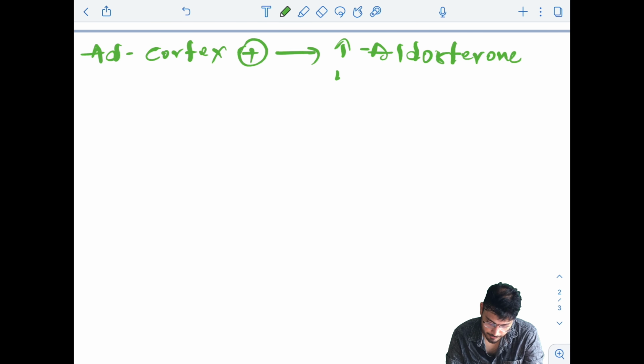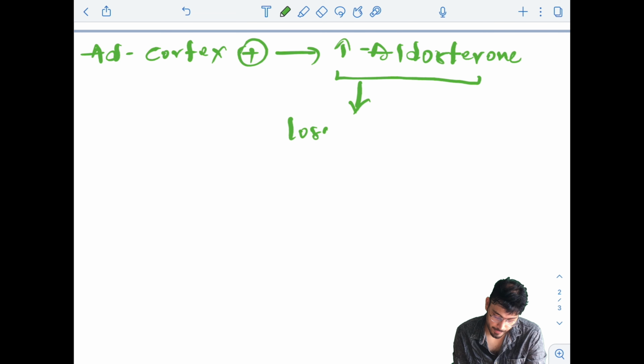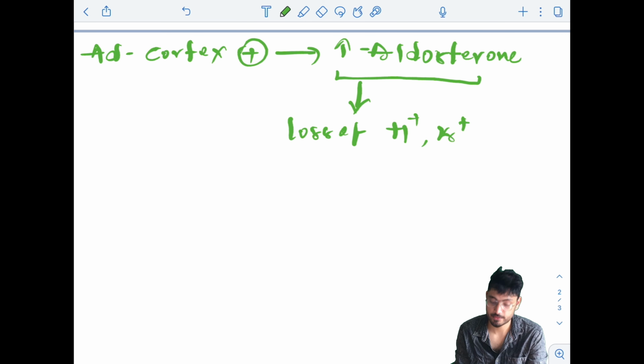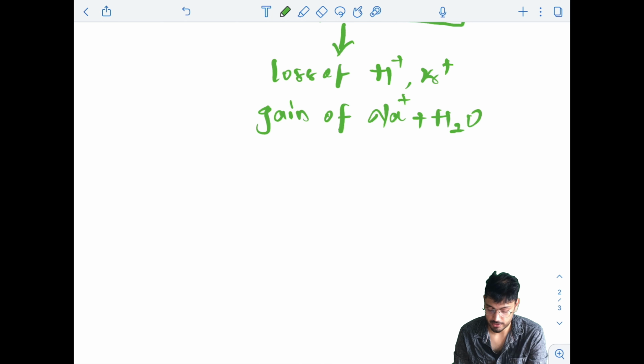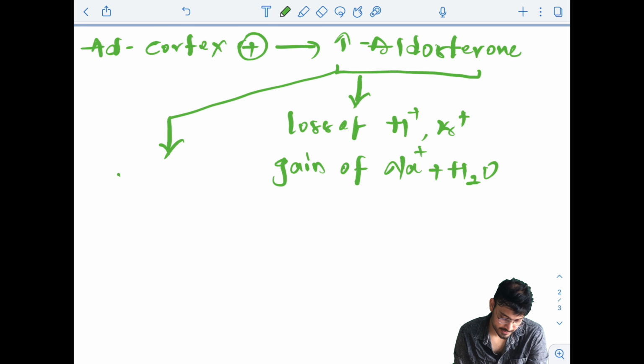So let's see. Aldosterone causes loss of H plus and K plus and the gain of sodium plus water. Okay, they are gaining the sodium and the water.